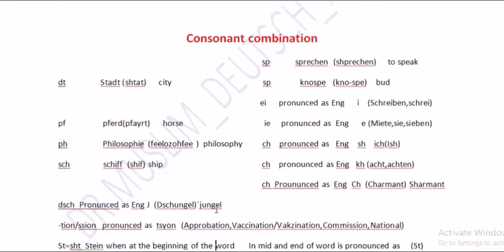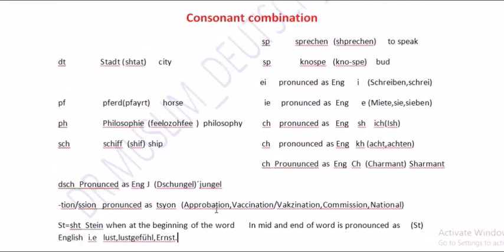Now we are coming to some consonant combinations. For example, when dt comes at the end of the word, the D is not pronounced. So we are learning such combinations here. For example, here is written Stadt. Stadt means city. At the end dt is present, but it is pronounced just like te.